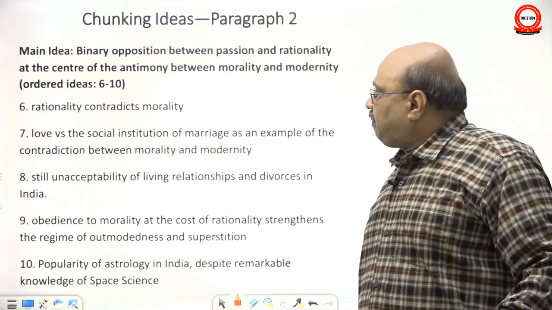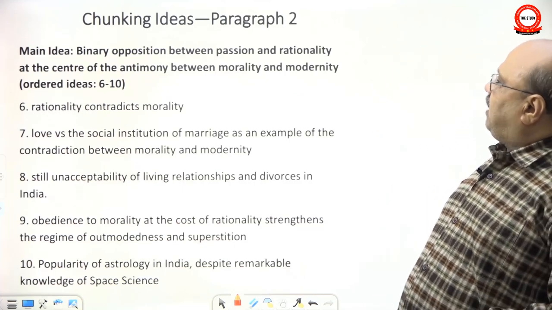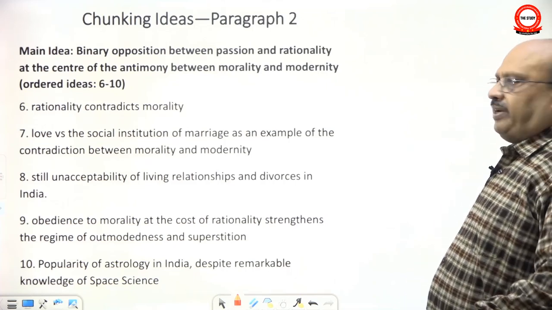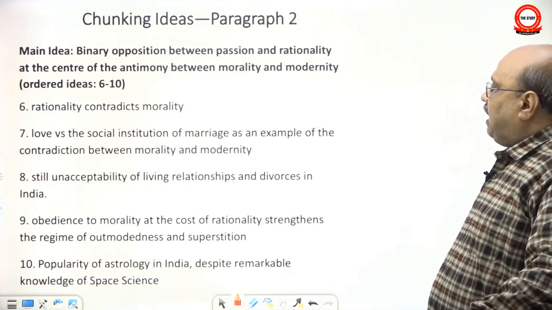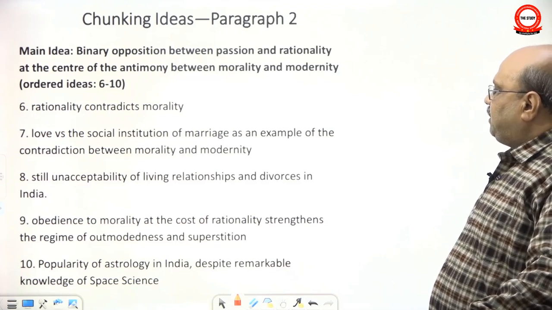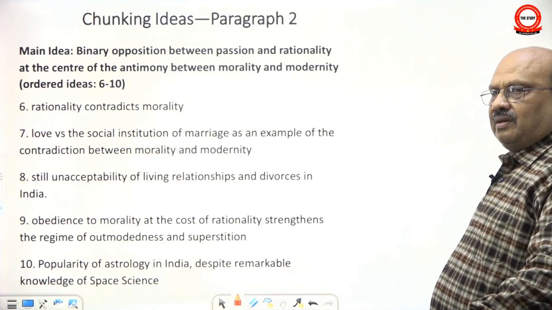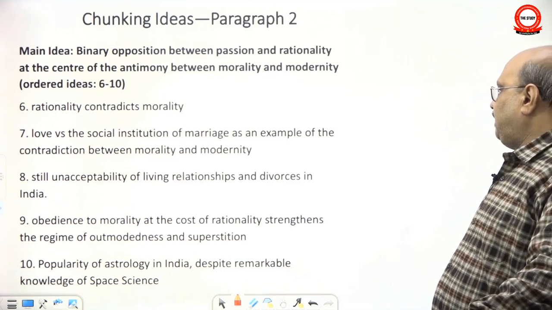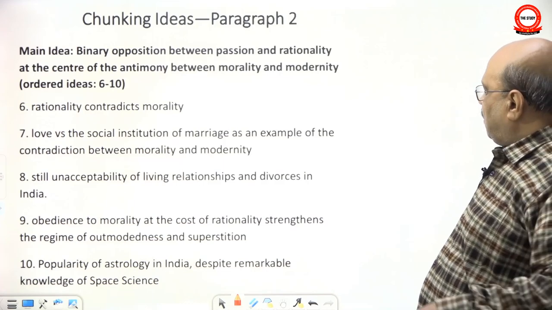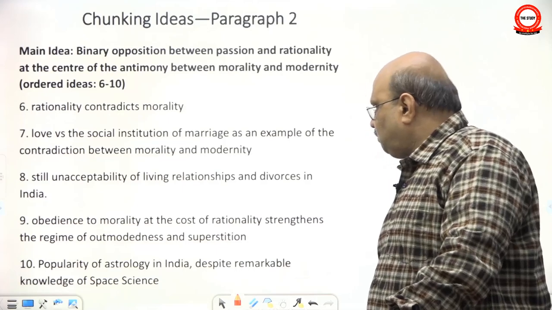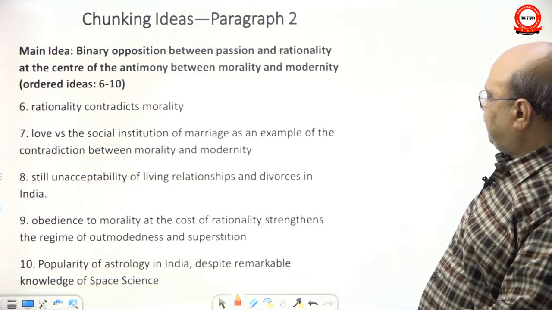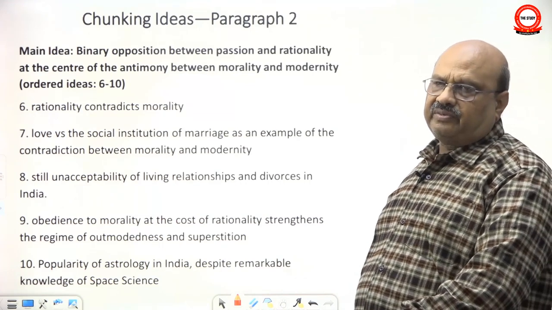Then again, for paragraph number 2, I have ideas from number 6 to number 10. Rationality contradicts morality. Love versus the social institution of marriage as an example of the contradiction between morality and modernity. Still, unacceptability of living relationships and divorces in India. Obedience to morality at the cost of rationality strengthens the regime of outmodedness and superstition. Popularity of astrology in India despite remarkable knowledge of space science.